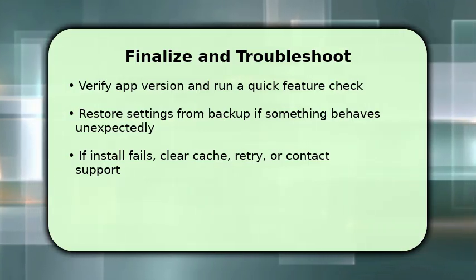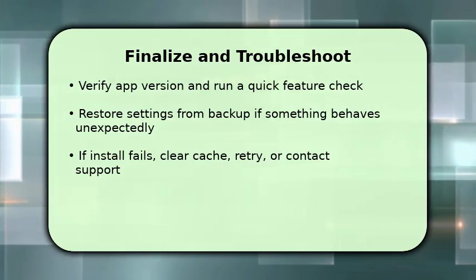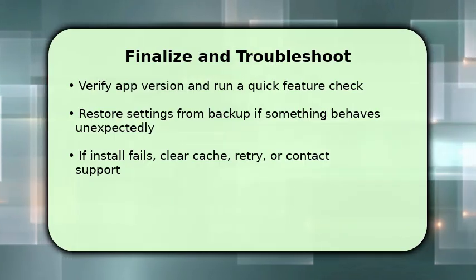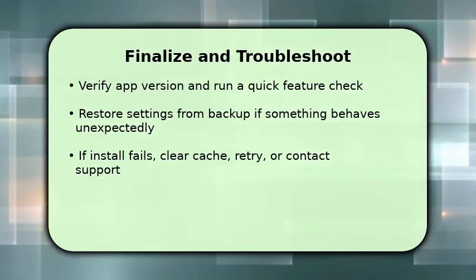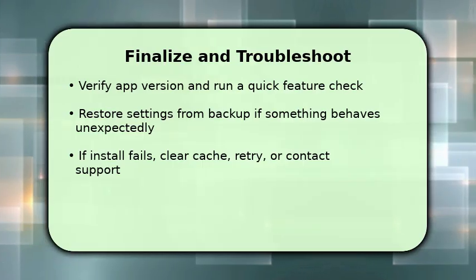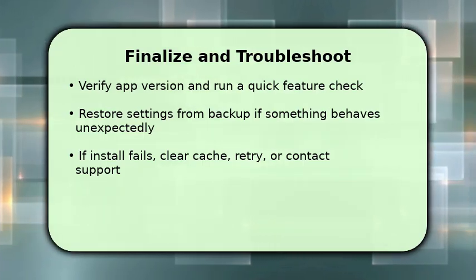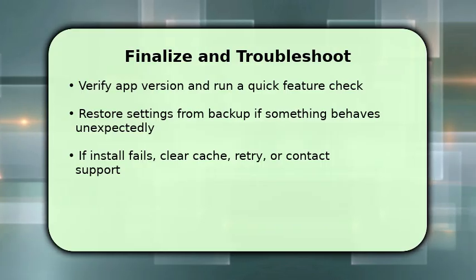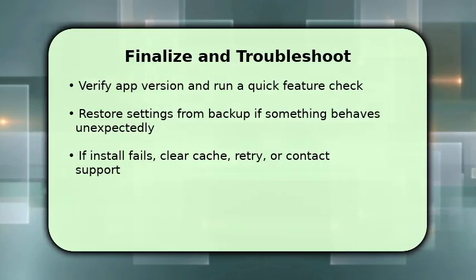If something goes wrong, first reboot the device and rerun Update Me. If an app misbehaves, restore your backup or reset its data. As a key troubleshooting tip, if installation repeatedly fails, clear the app cache, free storage space, and then retry or reach support with logs attached.